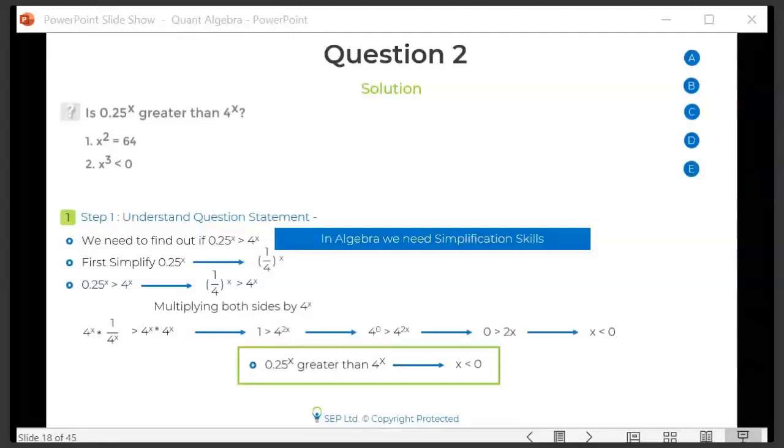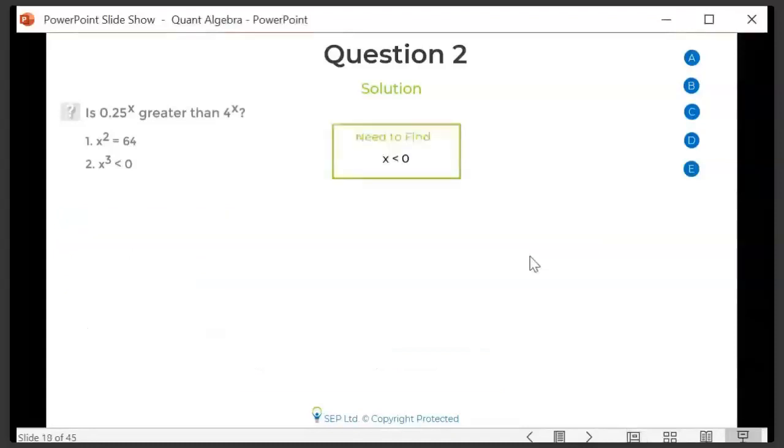So what I was saying is that you need to make this simplification. Once you do the simplification, the calculation becomes really easy. So now you know what you're looking for. We need to find out whether x is less than 0. That's all. So the question gets translated into this. And now it's very easy to look at the statements.